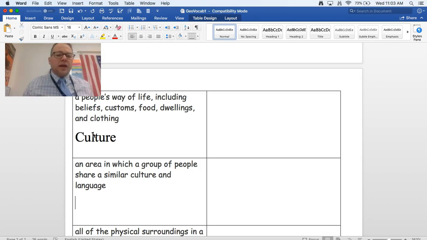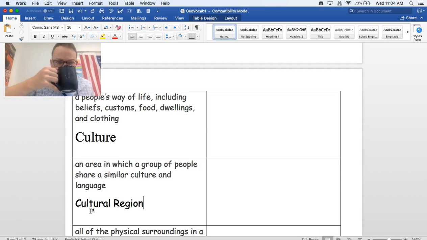All right, let's look at cultural region, and probably this one is going to be the most difficult one. I'm going to write that there again. This is probably going to be the most difficult one for you guys to do because this is the word that is probably the least part of your vocabulary right now. All right, so look at the definition: an area in which a group of people share a similar culture and language.